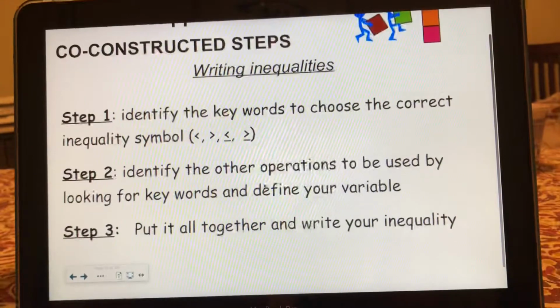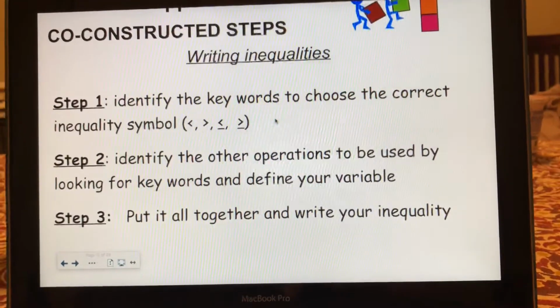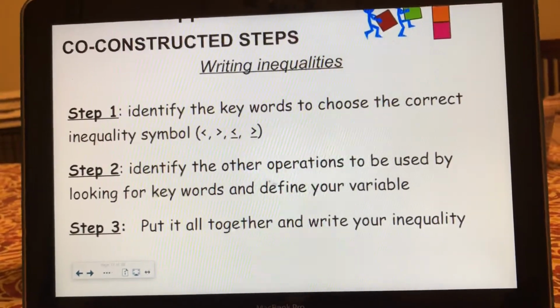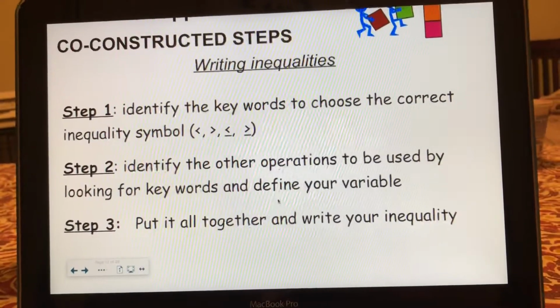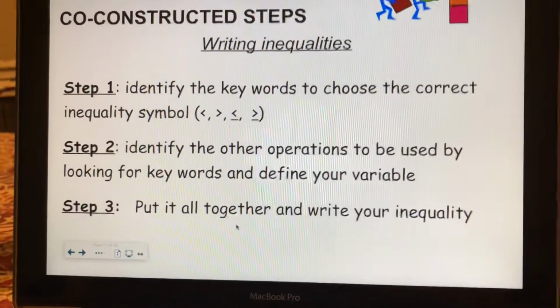Okay, so here are your co-constructed steps. First, identify the keywords to choose the correct inequality symbol. Step 2, identify the other operations to be used by looking for keywords and define your variable. And step 3, put it all together and write your inequality.